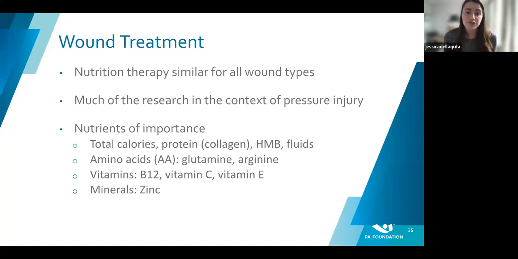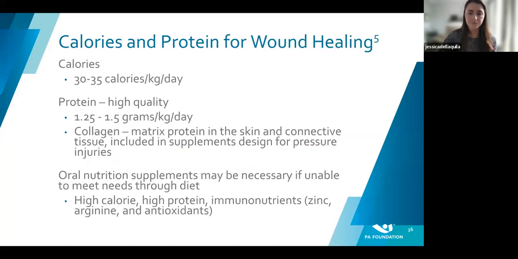So when we talk about nutrition, the important things are that the patient has a higher caloric intake and protein intake than what's typical, especially if they're in a state of healing. We're going to touch on essential amino acids like glutamine and arginine, vitamins, and then minerals such as zinc. When we're in the process of healing, our caloric intake is higher. We want to aim for 30 to 35 calories per kg per day. Same thing goes for protein.